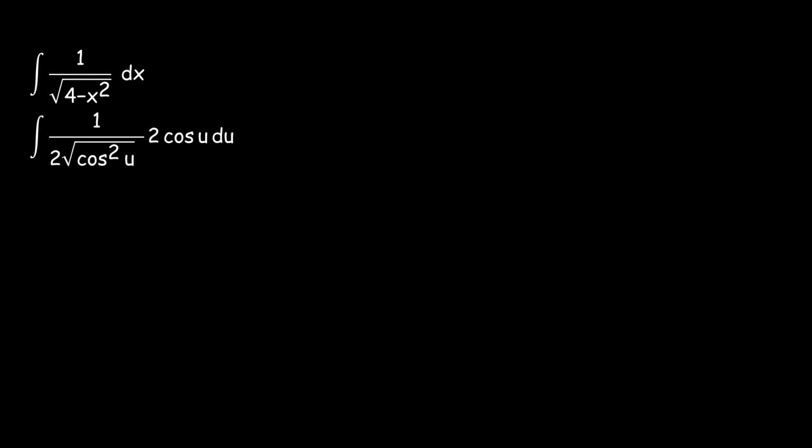And once again, the square root of a square is just the value itself. So it's going to be 1 over 2 cos u times 2 cos u. Now the cos u cancel out nice and neatly, and we have just du to integrate, which would just be u, of course.